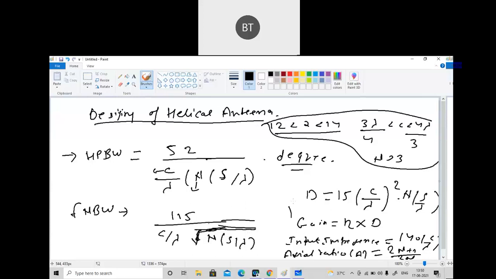Then the directivity formula. Directivity D is equal to 15 into c by lambda, the whole square, into n into s by lambda. Gain we have already seen: efficiency into directivity. Input impedance is 140 into c by lambda. Axial ratio A is equal to 2n plus 1 by 2n. Please write these five formulas so that we can solve problems which have been asked in the paper in previous years. If we are aware of these five formulas, we can easily solve any kind of problem. So let's see some problems here.